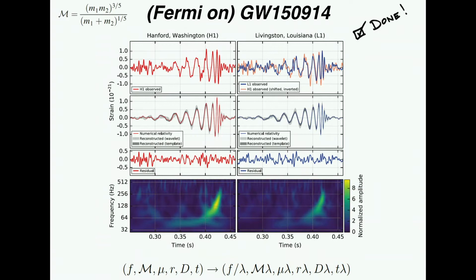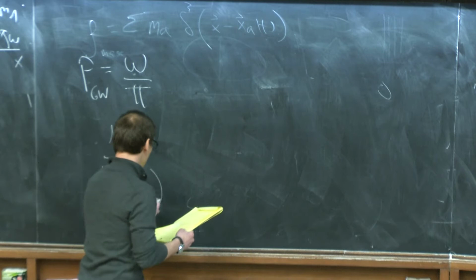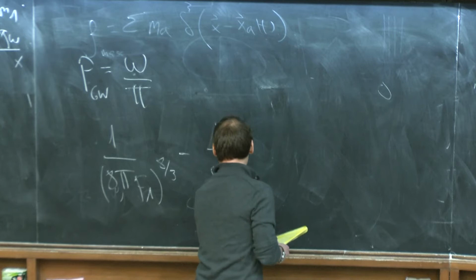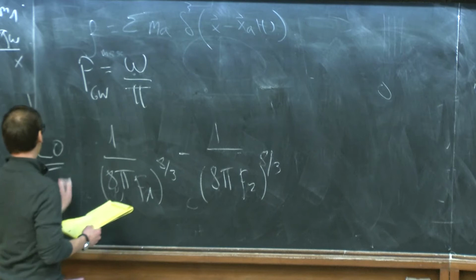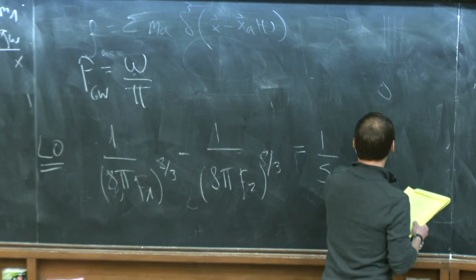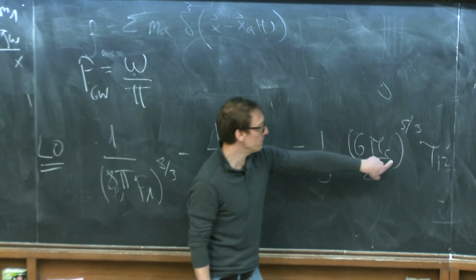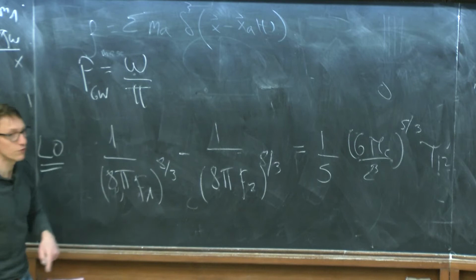I'm going to skip a few steps. I'm going to give you the answer. So between frequency 1 and frequency 2, or time t1 and time t2, this is how the frequency evolves with time using the leading order waveform: omega dot over omega squared at leading order is equal to a fifth of G chirp mass to the 5/3 over c cubed times the time that goes between 1 and 2. Which means I can solve for the chirp mass if I know the time between two frequencies.